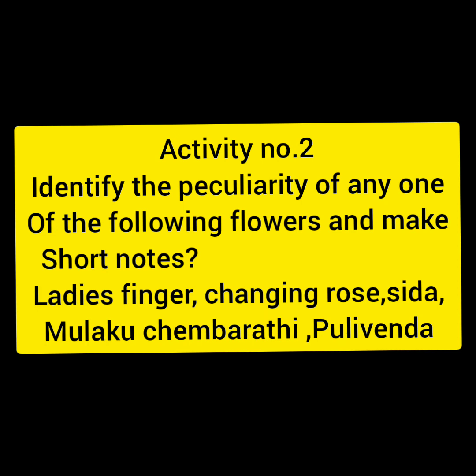You can select any one plant from this list and make a short note on the peculiarity of the flowers. Okay. What points should be included in the short note? Number of sepals, number of petals, arrangement of stamens, arrangement of style, and specialities of fruits, its uses, seeds, etc. can be included.